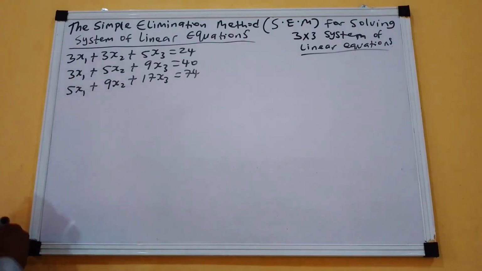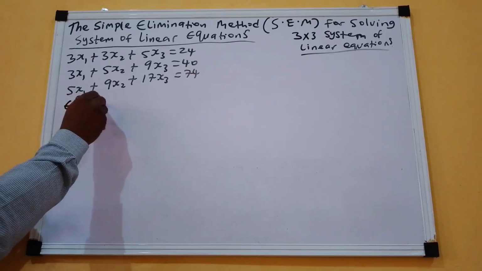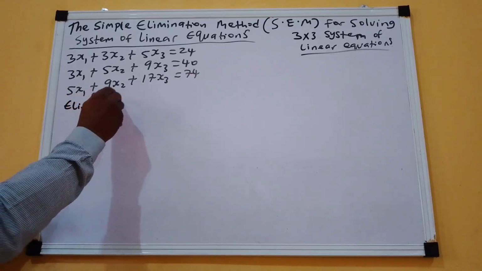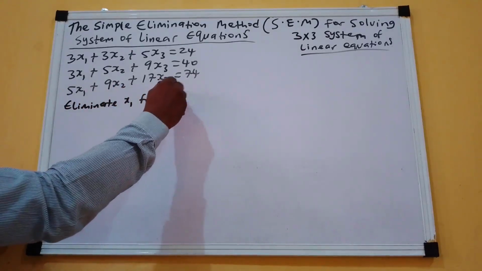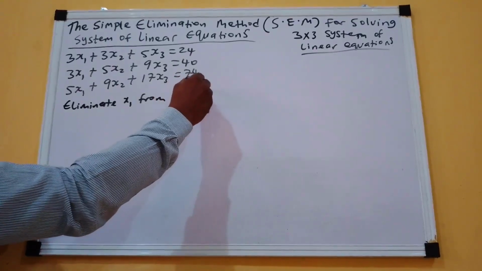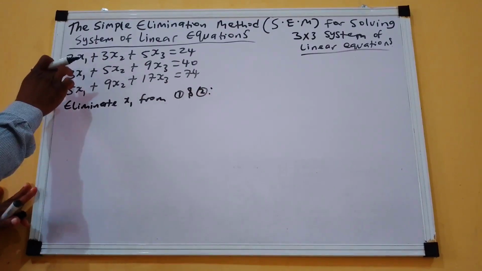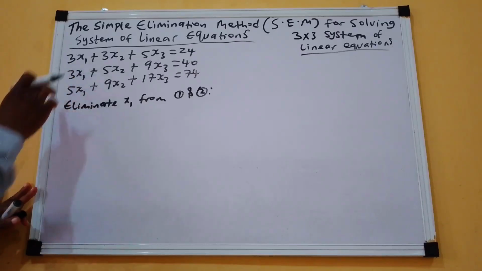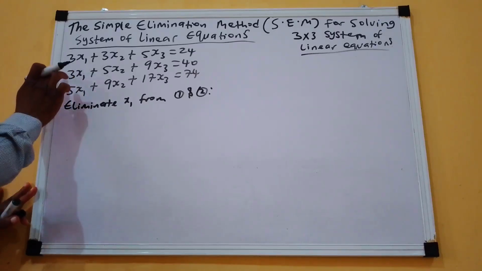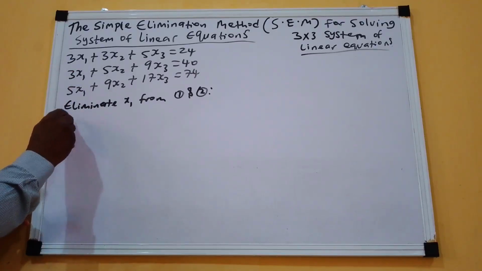So now the first step is to eliminate x1 from equations 1 and 2. Why am I eliminating x1? Because x1 in equation 1 has a coefficient of 3, and x1 in equation 2 has a coefficient of 3. So I'm going to write them out.